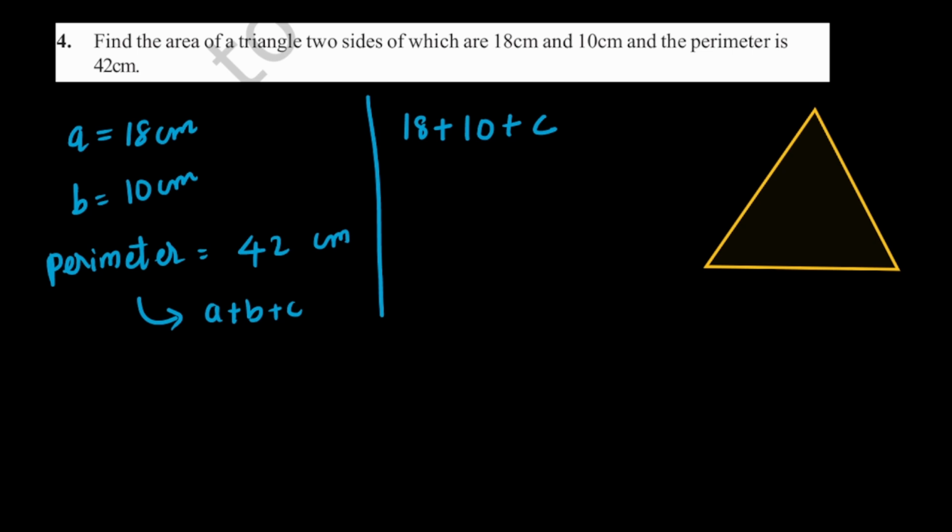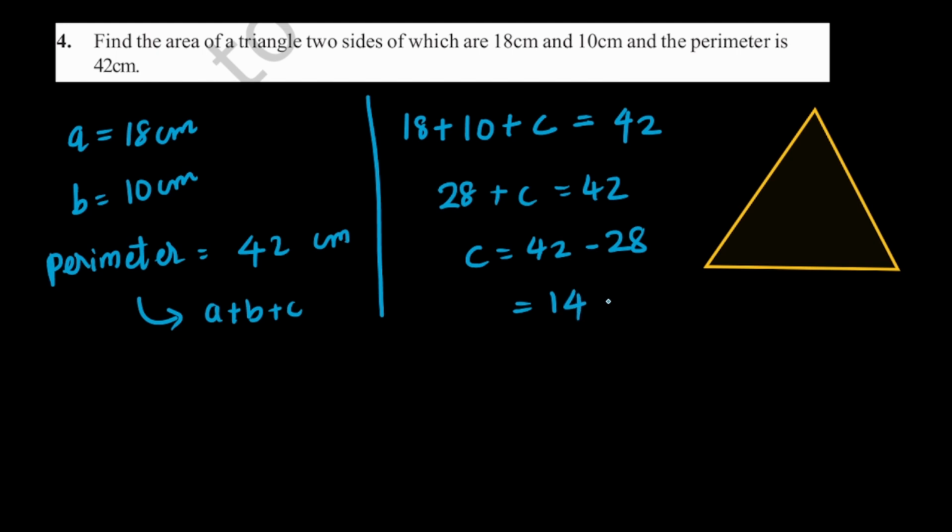And how will you find it? Two sides are already given, and the perimeter is given. So we'll write 18 plus 10 plus C equals 42. So 18 plus 10 is 28 plus C equals 42. So C equals 42 minus 28. We'll have 14 centimeter as your C.